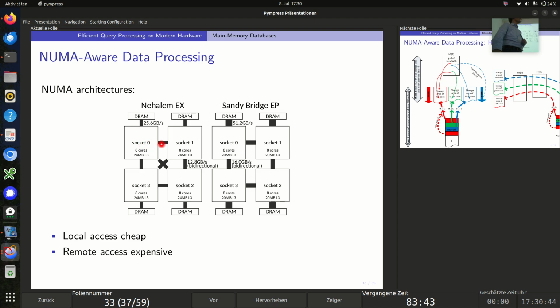All the sockets are connected to each other, and if you have a Xeon server which follows the NUMA architecture, you should be aware that you can only process as much DRAM as you have per socket. If you want to process more data, you need access to another socket, and this is expensive. Here you see the attached DRAM has a bandwidth of 25 gigabyte per second, and if you need access to another socket, the connection is slower. That's actually called NUMA architecture.